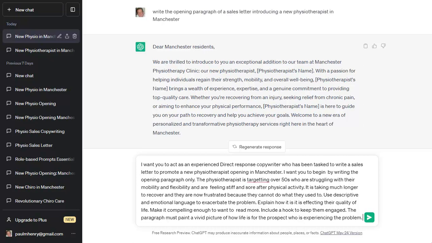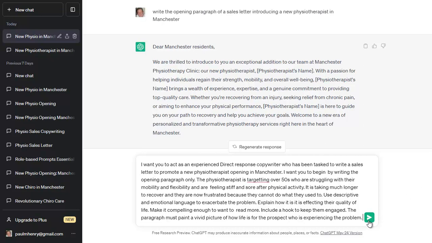It is taking much longer to recover and they are now frustrated because they cannot do what they used to do. Use descriptive and emotional language to exacerbate the problem. Explain how it is affecting their quality of life and make it compelling enough to want to read more. Include a hook to keep them engaged. The paragraph must paint a vivid picture of how life is for the prospect who is experiencing the problem.